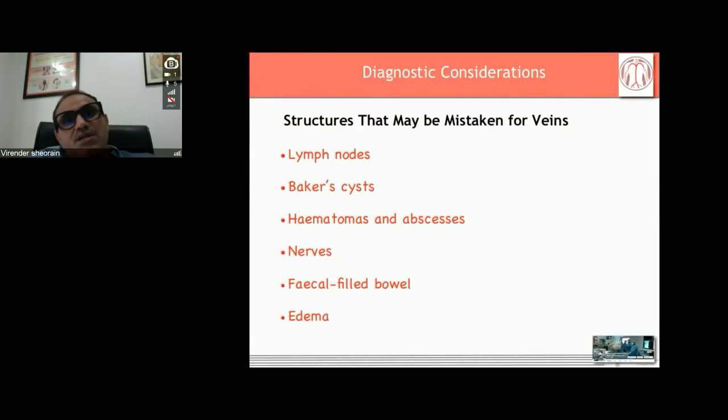Structures that may be mistaken for veins. Just when we are doing a venous Doppler, we should be aware that there are things which we can basically confuse with the vein. Sometimes there are nodes which are very hypoechoic, can be elongated, and we should not mistake them for the vein and call it a DVT. Baker cyst, which is very common in the calf region, can mimic a vein, or if there is a ruptured Baker cyst, there is some material within, it can be easily mistaken as a DVT.